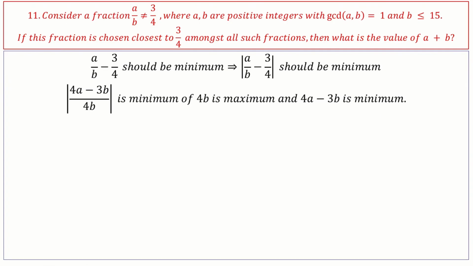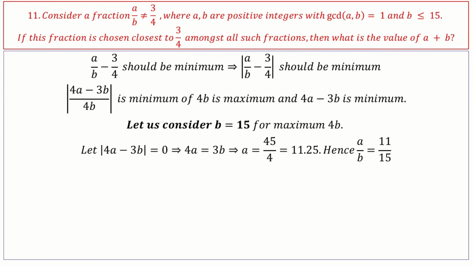So instead of taking two variables, let's consider 4b as maximum. 4b can be maximum if b is 15, right? b is less than or equal to 15, so let's consider the value 15 first. If b equals 15, then 4a minus 3b should be minimum, closest is 0. Then 4a equals 3b. If I substitute b equal to 15, a will become 45 by 4, which is 11.25. Since a is an integer, the nearest integer is 11.